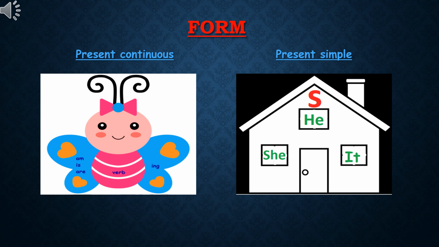What are they? The first part, am or is or are. The second part, the verb. And the third part, ing.